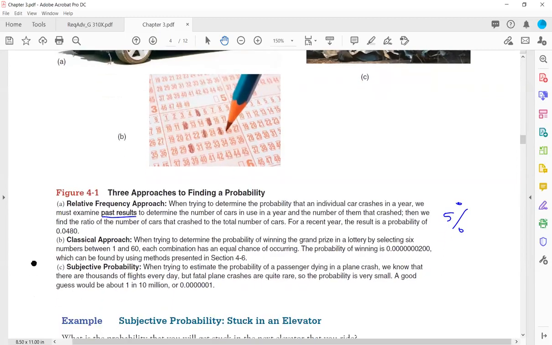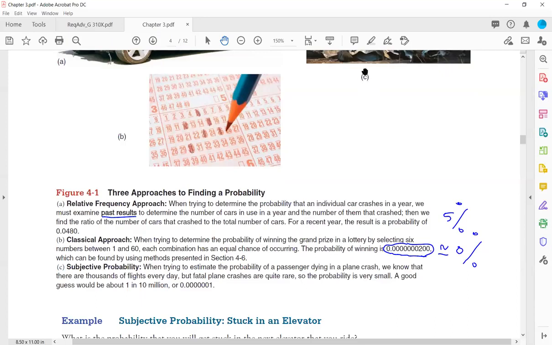B. When trying to determine the probability of winning a grand prize in a lottery by selecting 6 numbers between 1 and 60, each combination has an equal chance of occurring. The probability of winning is actually very close to 0%, which can be found by using methods presented in the rest of the chapter.